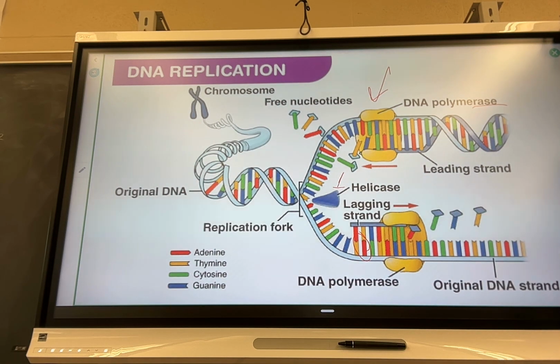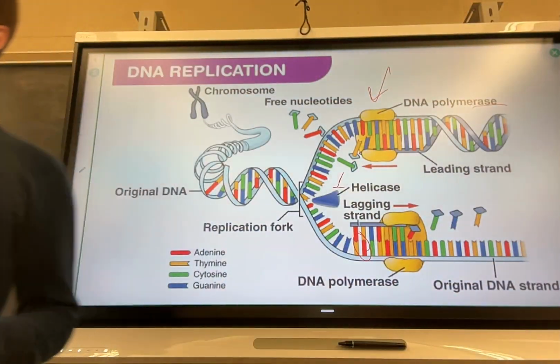If it messes this up, that's when we get mutations and things like that. But that'll be next unit. Yes. Any questions about this?